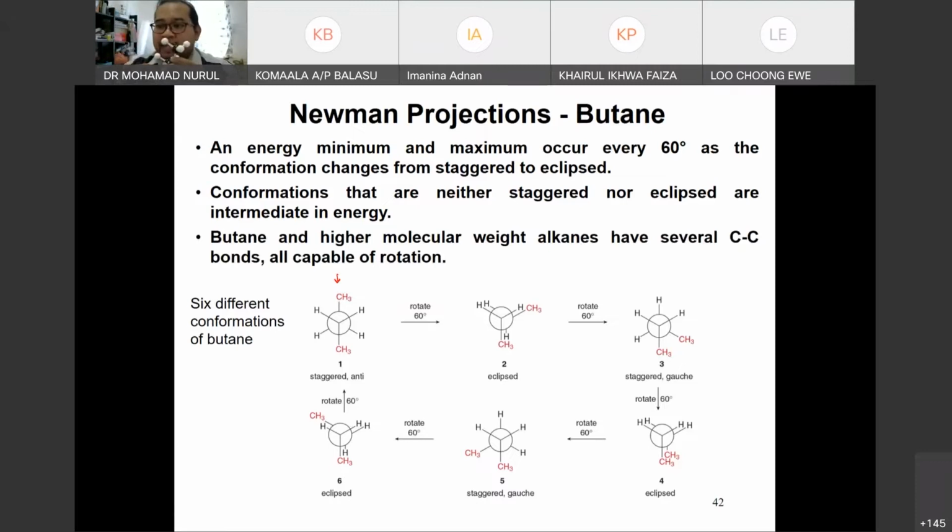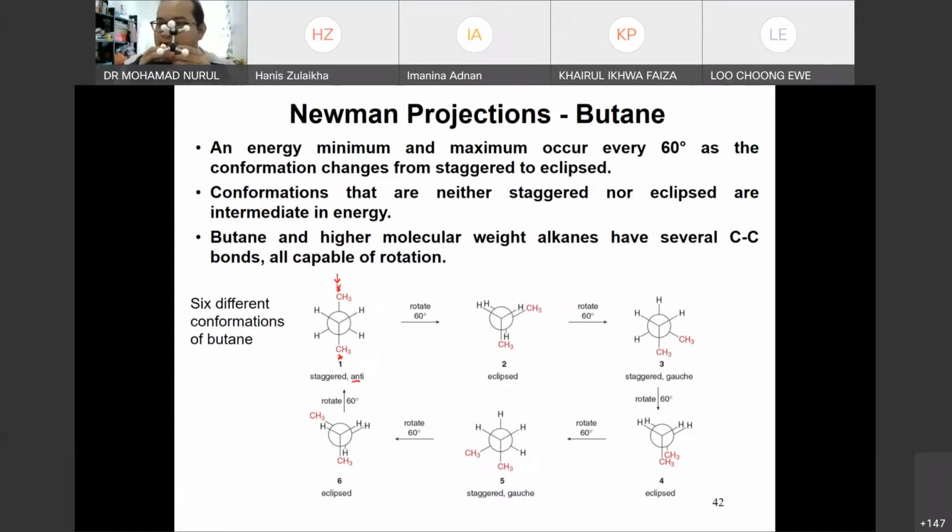The first one is anti, like this. We have two CH3 groups in 180 degree positions. Anti is the most stable one, because the two CH3 groups are further apart and don't have any interactions, since each CH3 has an electron cloud of 3 hydrogens and 1 carbon.